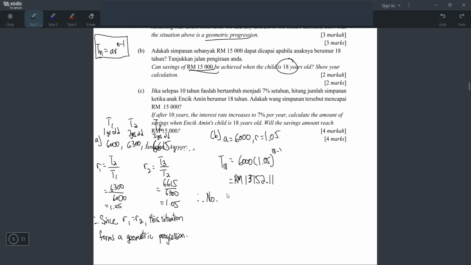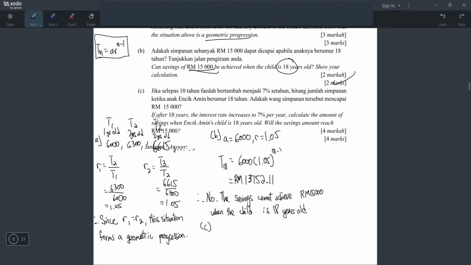The savings cannot achieve RM 15,000 when the child is 18 years old. Okay. All right. It's only worth 2 marks. So I think, yeah, it's fine to write like this.